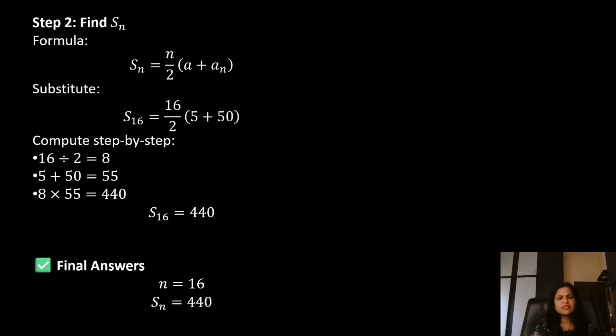So compute step by step. So 16 by 2. 2 ones are 2, 2 8s are 16. That's why it is 8. Then 5 plus 50 is 55. 55 into 8 next. 55 into 8 is, so 8 5s are 40. Then 8 5s are 40.